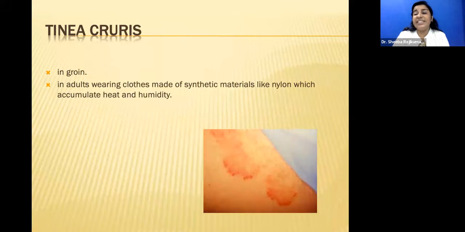And what is this? This is tinea cruris. Most patients get tormented by their skin when they get complaints like this, because of the severe itch it produces, especially in the groin area. Whenever we see such patients, we often go through the kind of dress they are wearing, the kind of hygiene they have and the kind of deficiencies they have. That's very important. So tinea cruris in groin, in adults wearing clothes made of synthetic materials like nylon, which can accumulate heat and humidity. So this is the importance of your advice on how to clear such a case, other than your medicines.